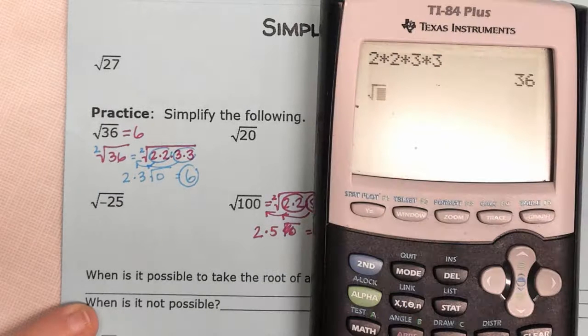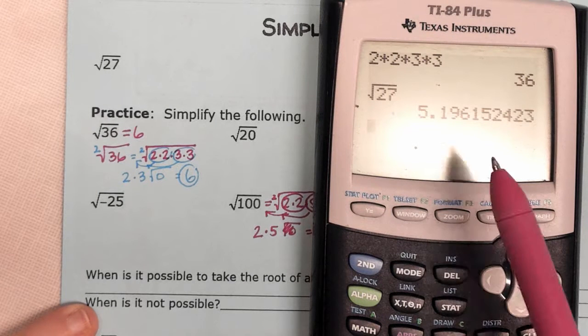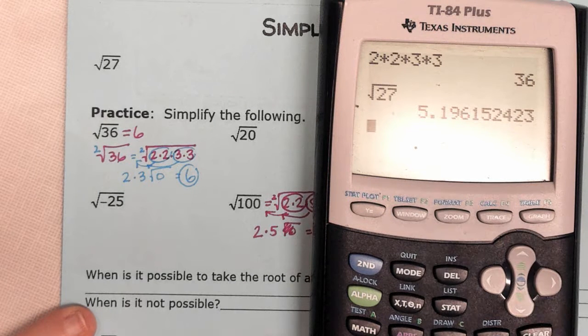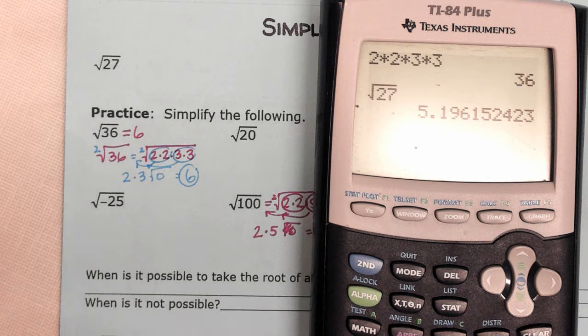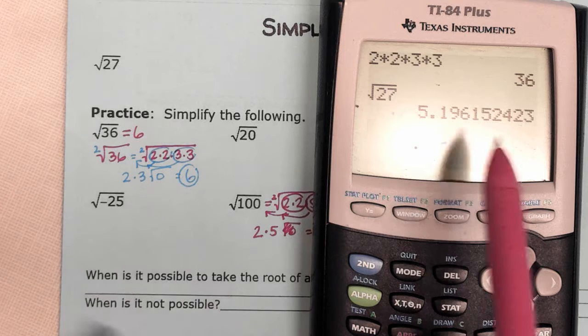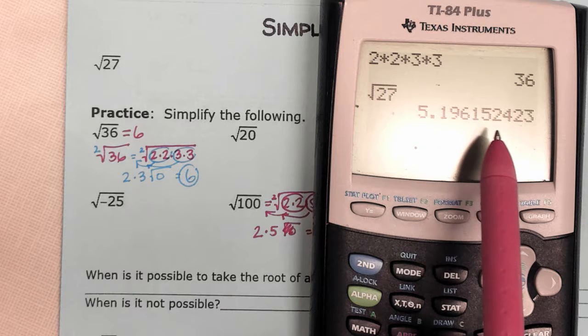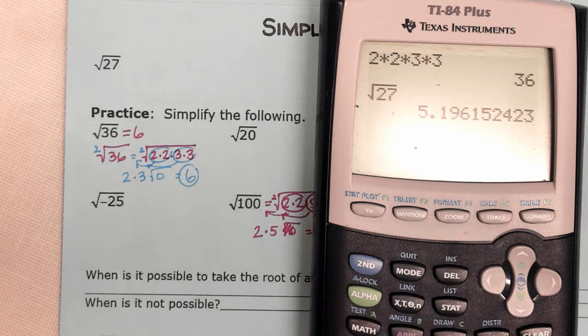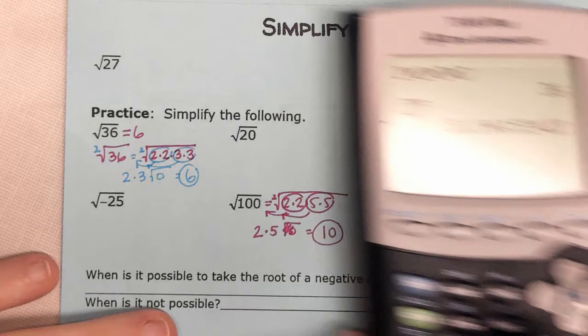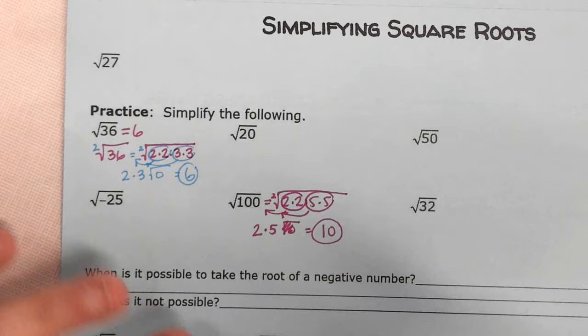Now, what about something like the square root of 27? If I put the square root of 27 in my calculator, I get that garbage. I don't like that. And furthermore, that's not what we're looking to do. We are simplifying. When I simplify something, I'm not trying to find an approximation, which is what this is. This is solving with the calculator. I'm trying to find a simplified version. So, let's look at this one.